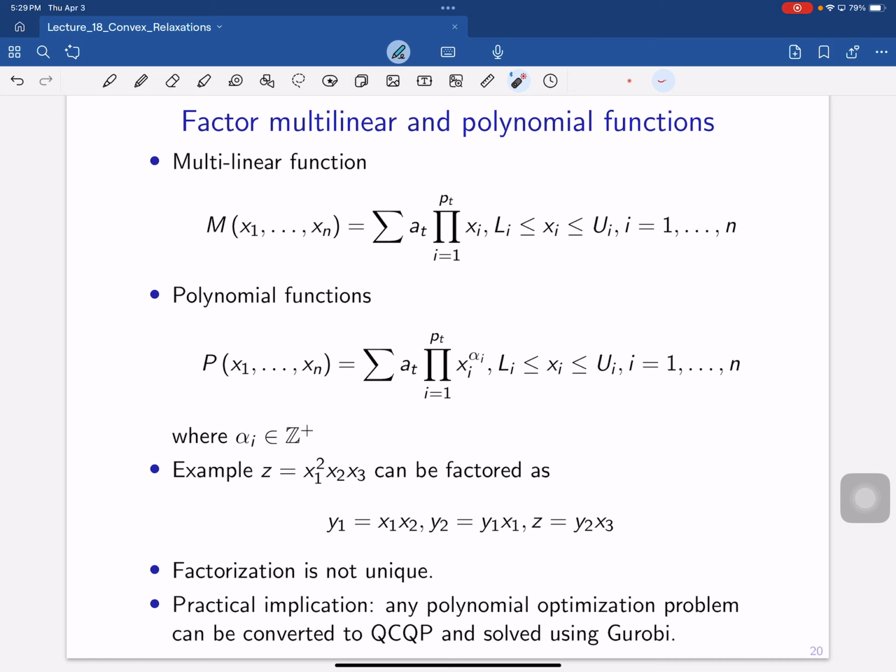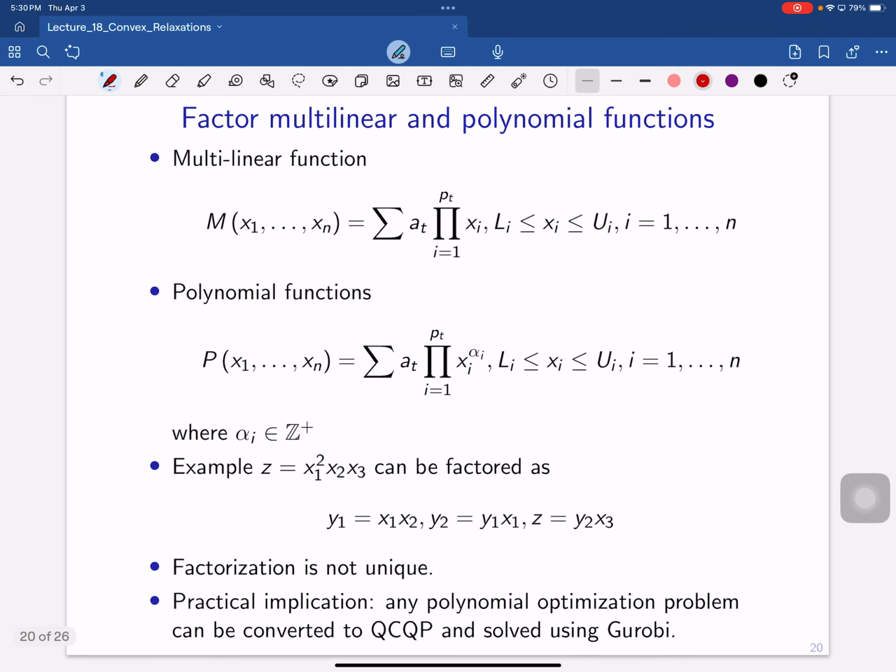For polynomial functions, it is very easy to see the factorization is not unique. There are different ways of factoring this function. You can also factor it by, let's say, y1 equals x1 squared, and then y2 equals y1 times x2, which is x1 squared times x2, and then z equals y2 times x3. It is a different factorization.